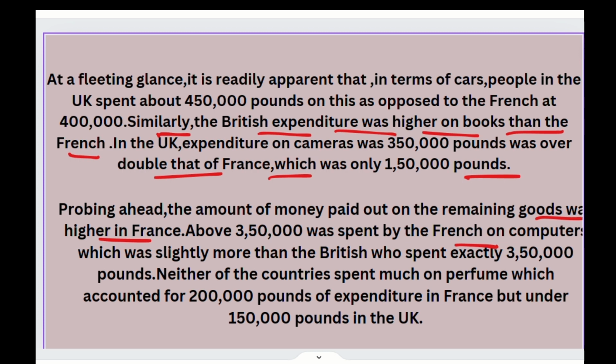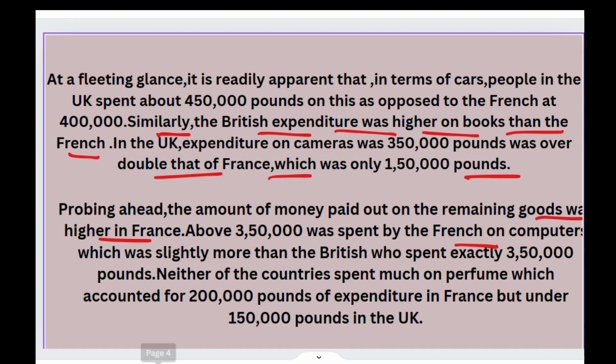In the first and second paragraph, you have to write the introduction and then the overall, and in the third and fourth paragraph you have to explain the numbers. So with this, we completed our writing task 1 explanation.